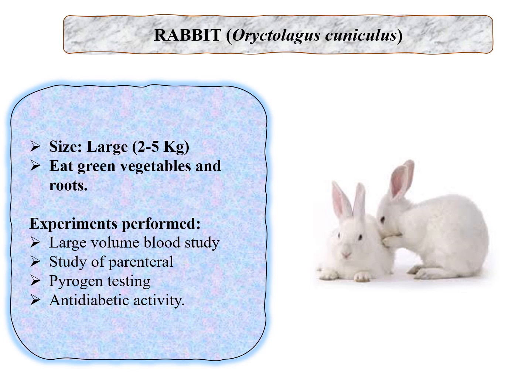Next experimental animal is the rabbit, also called Oryctolagus cuniculus. They are larger in size, around 2 to 5 kilogram in weight. They also eat green vegetables and roots. Large volume blood studies can be performed on rabbits as they contain a larger amount of blood. Study of parenterals can be done. Pyrogen testing can be done on rabbits. Anti-diabetic activity which requires a large amount of blood withdrawal can be performed on rabbits. Pyrogens are the microorganisms which basically increase the body temperature.